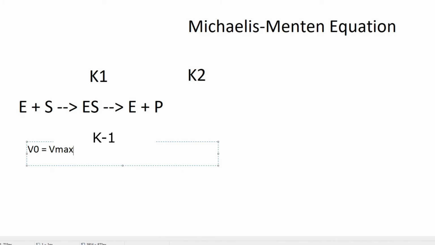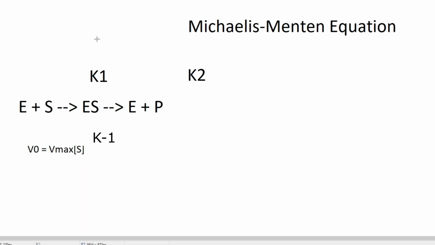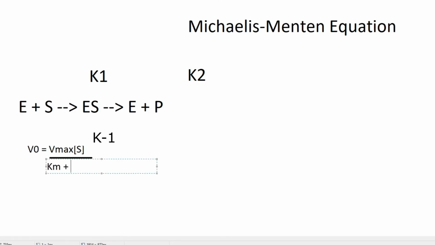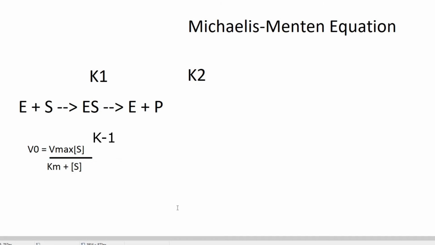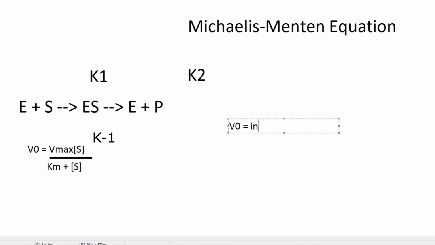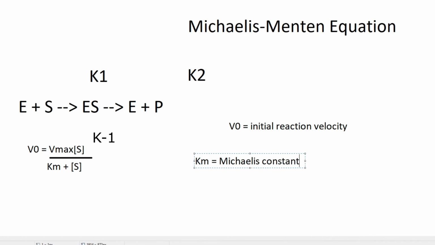So the equation is such that V0, which is the initial reaction velocity, is equal to Vmax, which as I said is the maximal velocity, times S, the substrate concentration, over the Km, which is the Michaelis constant. The Michaelis constant is equal to the forward reactions divided by the backward, so K1 plus K2 divided by K minus 1. The Km shows the Vmax halved, so it's like a half-life, for example. So Km plus S again, which is the substrate concentration.